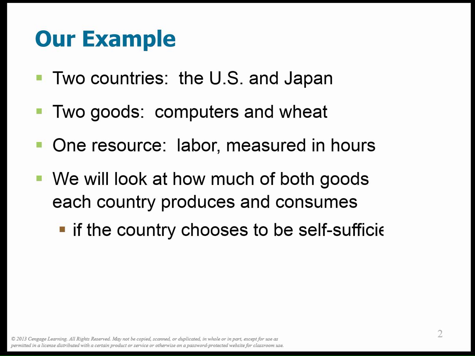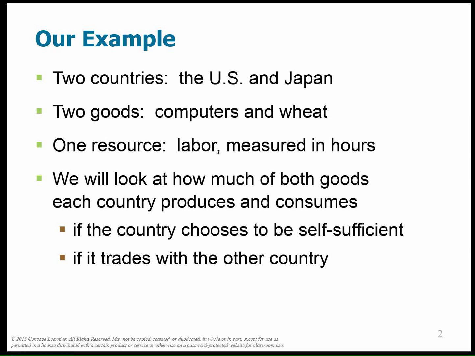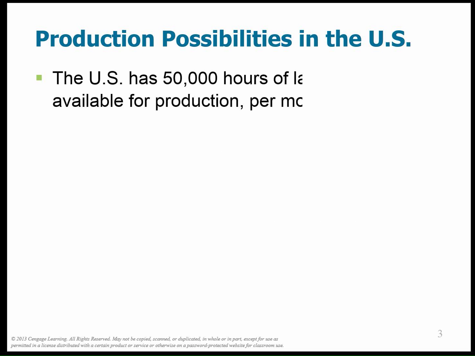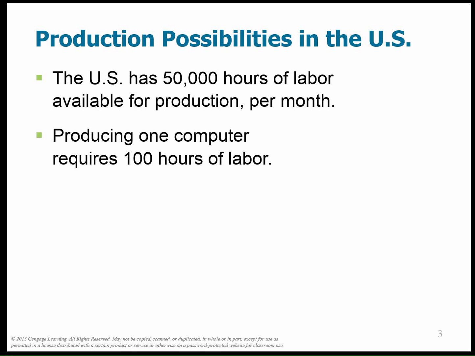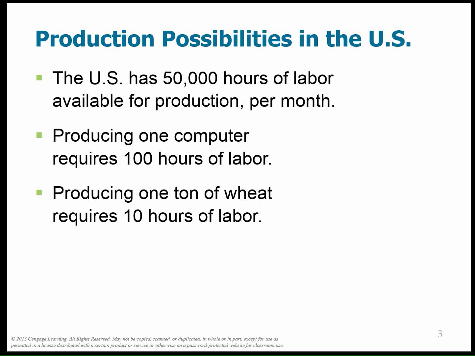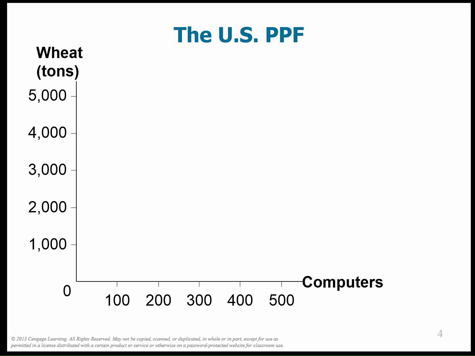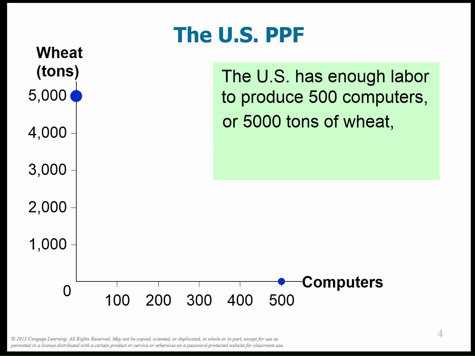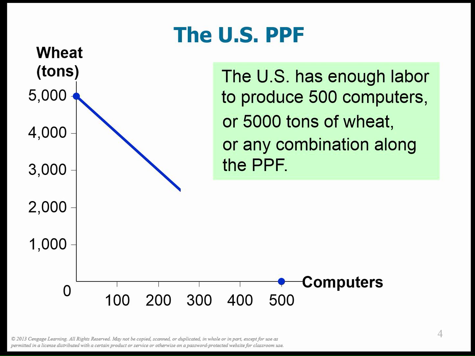Okay, and so we're going to look at how much each country produces. And then we're going to look at how happy the people are if there's no trade, and then we'll go back and look at how happy the people are if it trades. All right, so let's go ahead and draw the PPF of the U.S. This is exactly the same as we did last chapter, so we'll go over it rather rapidly. Okay. 500 computers or 5,000 tons of wheat or any combination along there. It's the exact same PPF as last chapter.